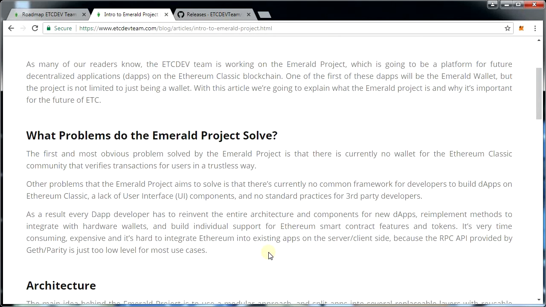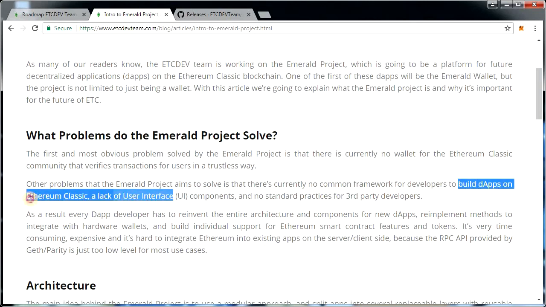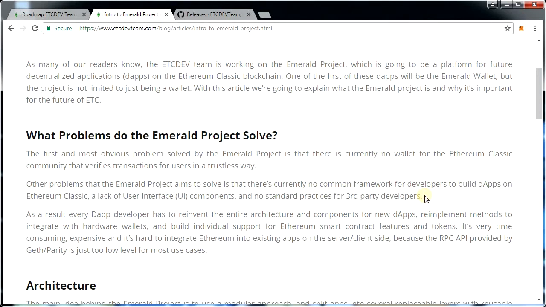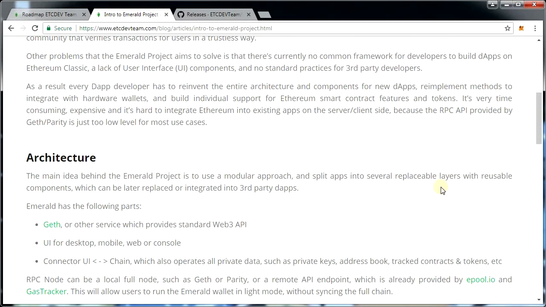One really important thing that the Emerald project aims to solve is that there is currently no common framework for developers to build dApps on Ethereum Classic. There is a lack of user interface components. There are no standard practices for third-party developers. All these problems will be sorted by the Emerald project. The mobile wallet will of course run on the Light node. So very soon the Ethereum Classic developers will be releasing an SDK, aka Software Development Kit, for Ethereum Classic dApps. This means that the Emerald project would become a platform for a set of other dApps. The final version of the Emerald mobile wallet will be released sometime in the month of June.